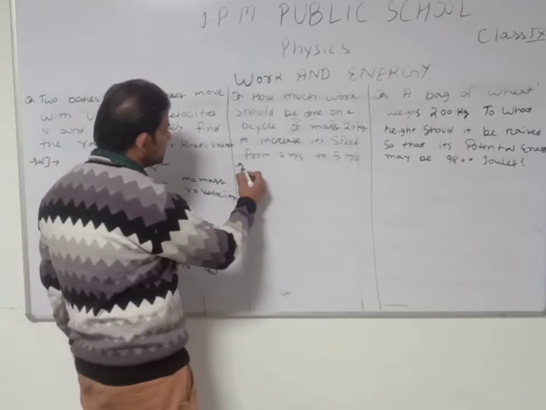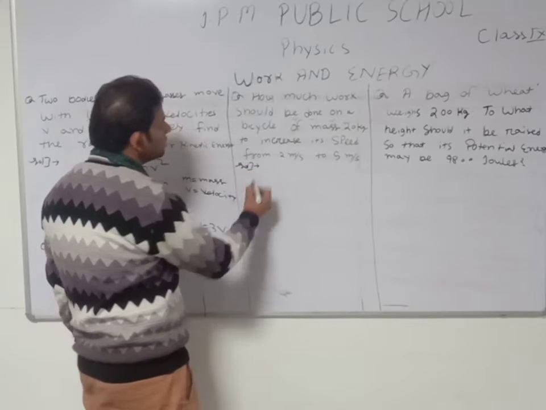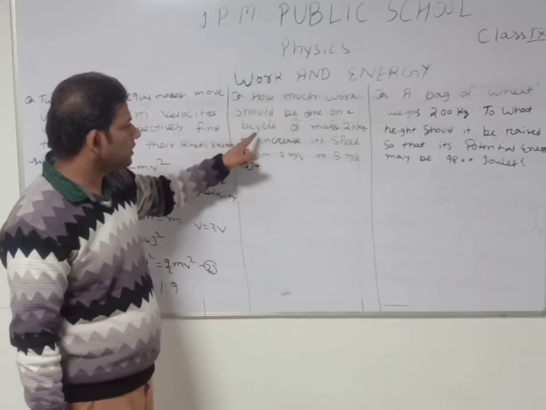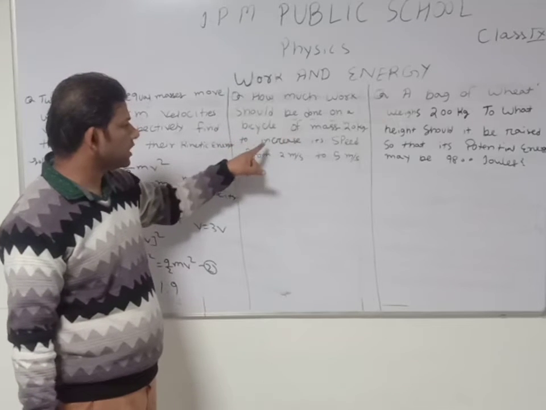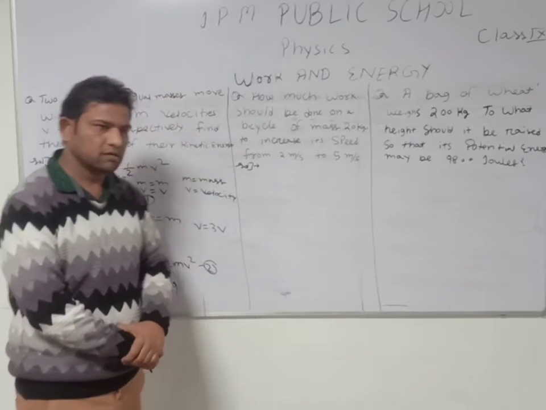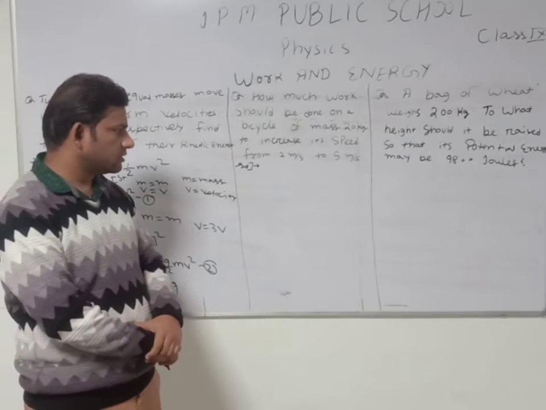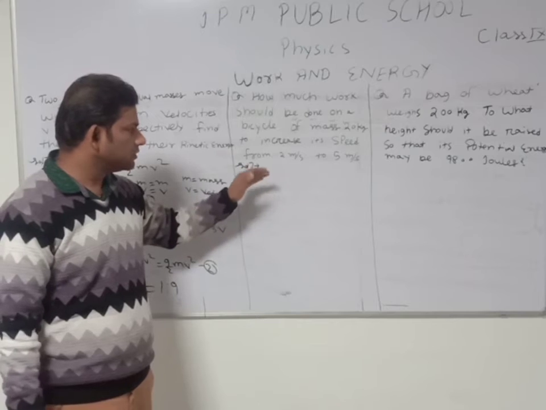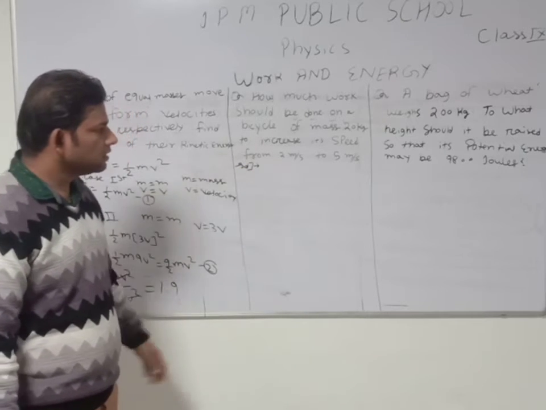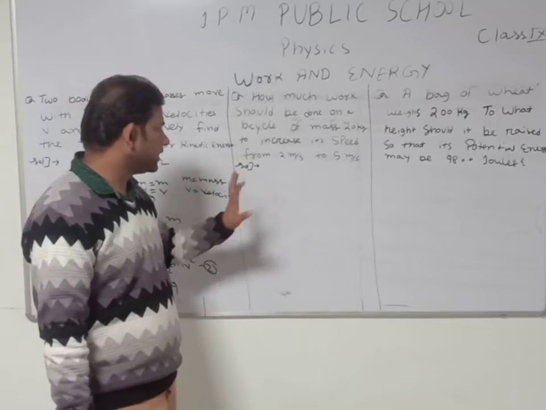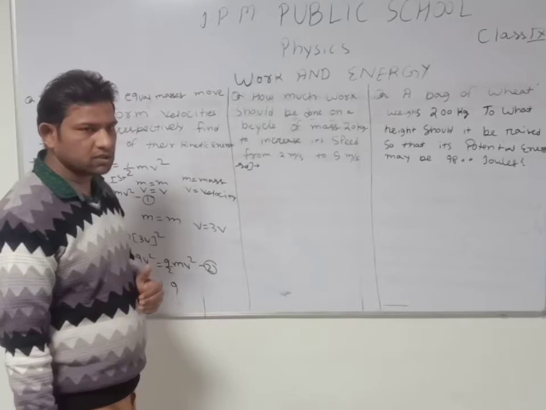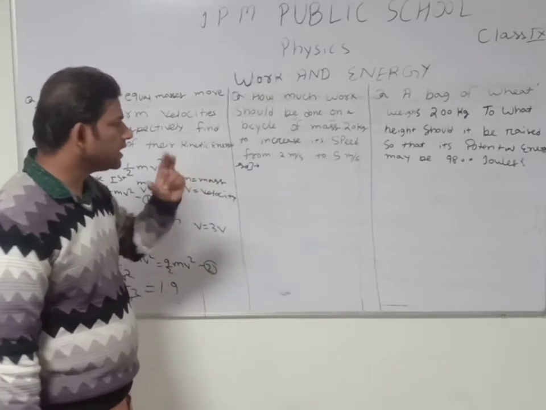And second question is: how much work should be done on a bicycle of mass 20 kg to increase speed from 2 meter per second to 5 meter per second. For example, one boy is running a bicycle and he is moving from 2 meter per second to 5 meter per second and its mass is 20 kg. So we can find the kinetic energy. Work equal to change in kinetic energy.